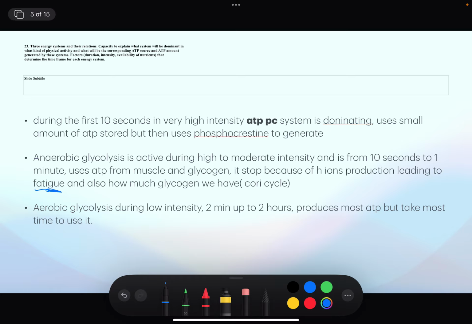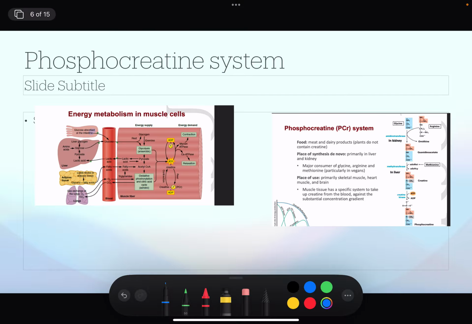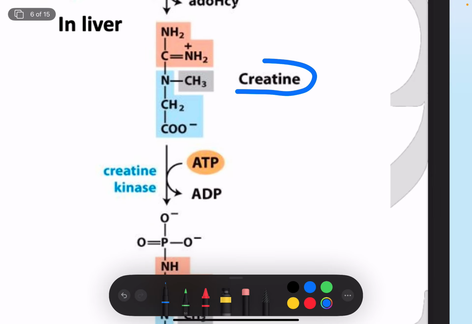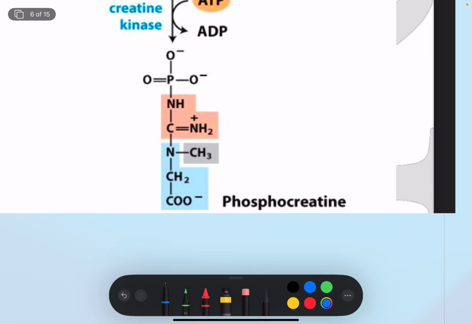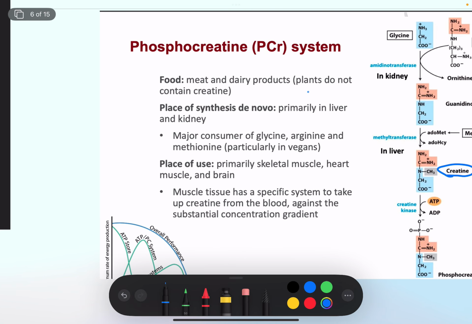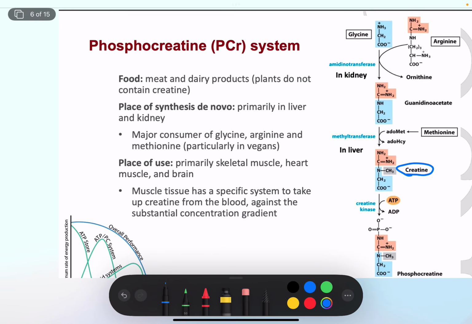Okay, and let's see the next thing we have here. Yeah, so this is the phosphocreatine system. As you see, guys, this creatine right here will be converted to phosphocreatine, and this happens during the fed state. So when we eat dairy products, because we need to consume glycine, arginine, and methionine to produce this phosphocreatine.